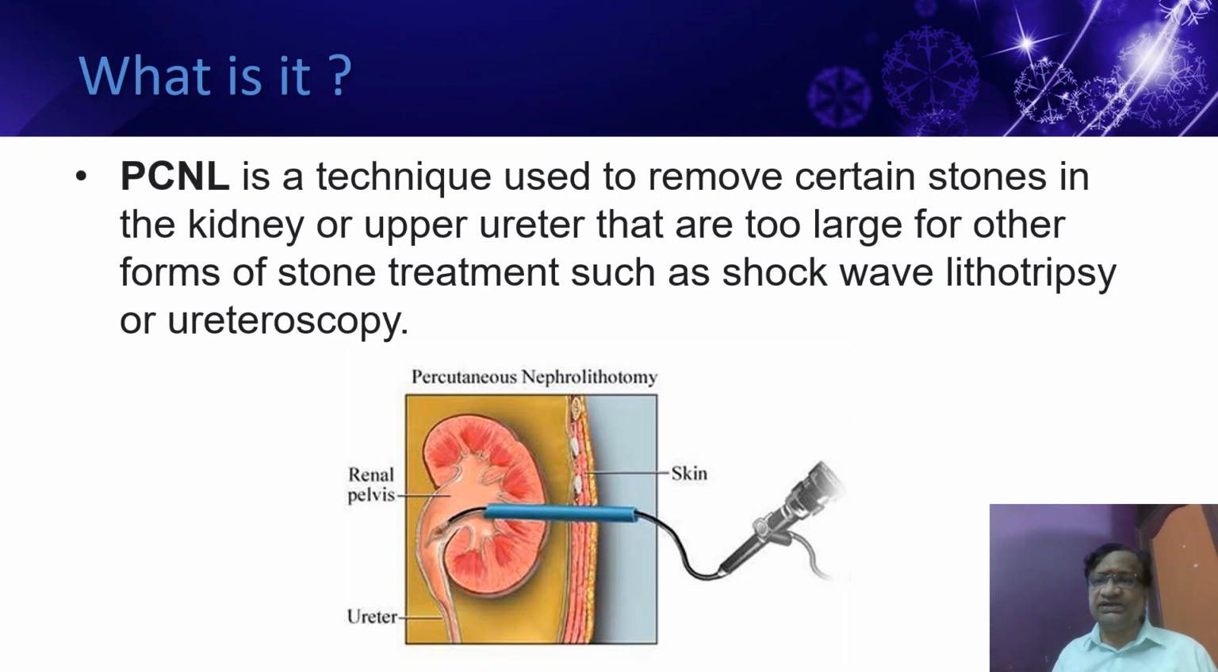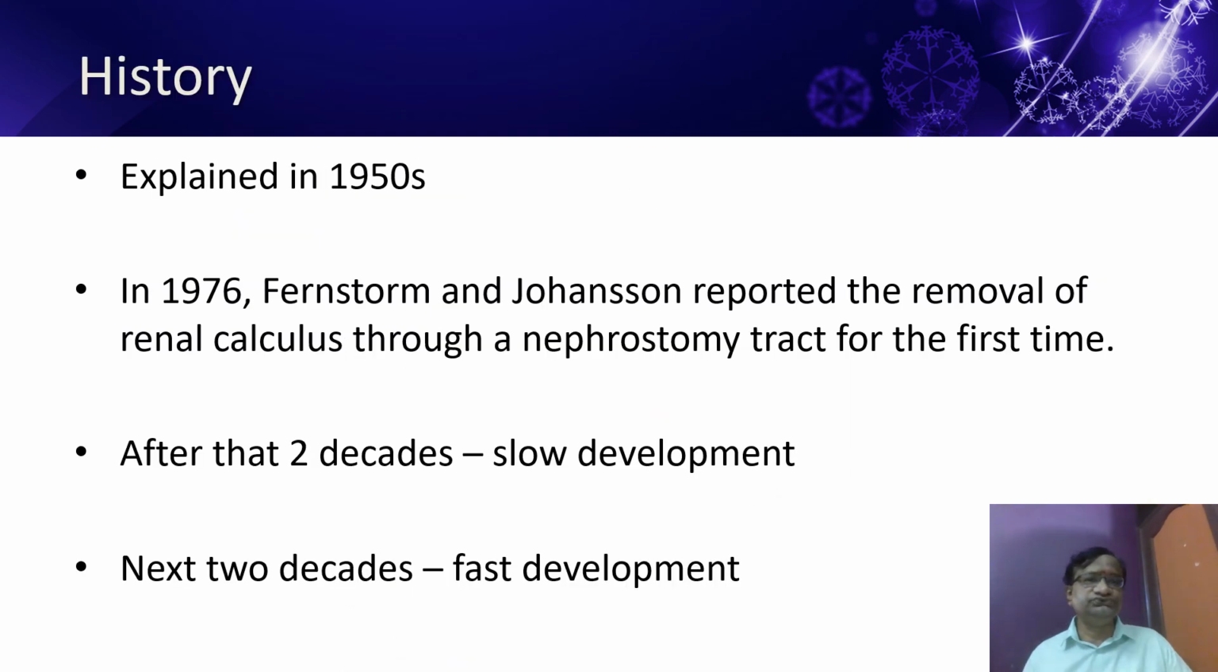Now, what is this actually? It's a technique used to remove certain stones. It's percutaneous nephrolithotomy. So you just break down the stones and remove them by a percutaneous endoscope. This is the basic thing that we do in PCNL. It was described in the 1950s, and in 1976, Fernstrom and Johansson did a nephrostomy and removed a stone through a tube. And now PCNL is fast picking up.